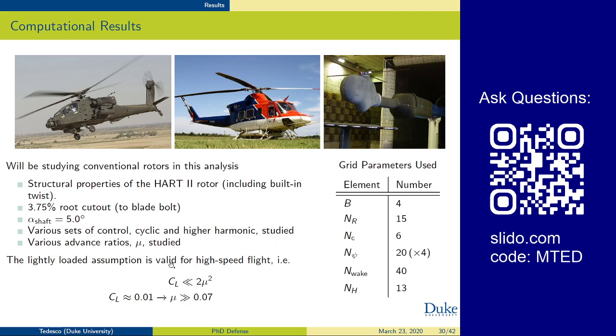And then the other thing is all of this has implicitly implied the lightly loaded assumption. Basically what this means is that the wake is okay to be rigid and prescribed. And that means that we can't fly below a certain advance ratio. And for us, that's about an advance ratio of 0.07. So we're not going to see results close to that.